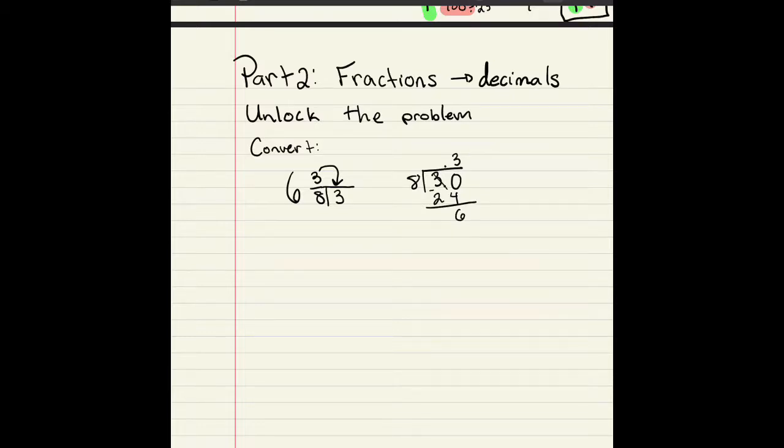Well, we have a remainder of 6, right? Because we'd borrow 10, 6. And 8 cannot go into 6, so I need to bring my 0 down. 8 can go into 60 7 times, which gives us 56.